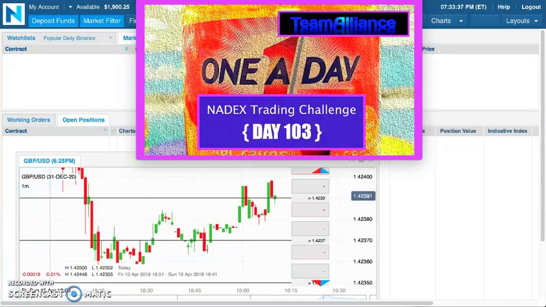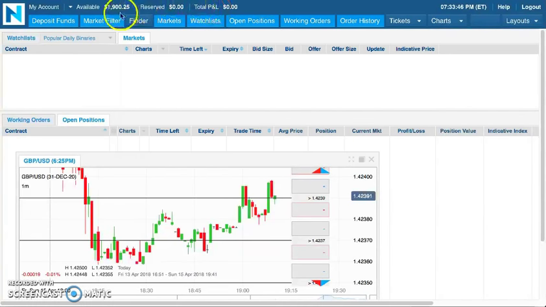So, yes, we are on day number 103. And day number 103 represents the second day of week number 18. You can see the updated balance now is $1,900.